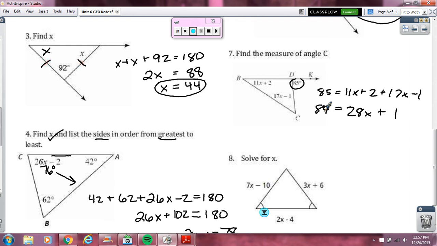Whoop, I'm skipping a step. 85 minus 1 is 84. And then I'll divide by 28 to see what x is. 84 divided by 28 is 3. That's not the question, though. The question says, what is the measure of angle C? So instead of putting an x, I'm going to put a 3 instead. So 17 times 3 minus 1. Do that in my calculator really quick. 17 times 3 minus 1 gives me 50.